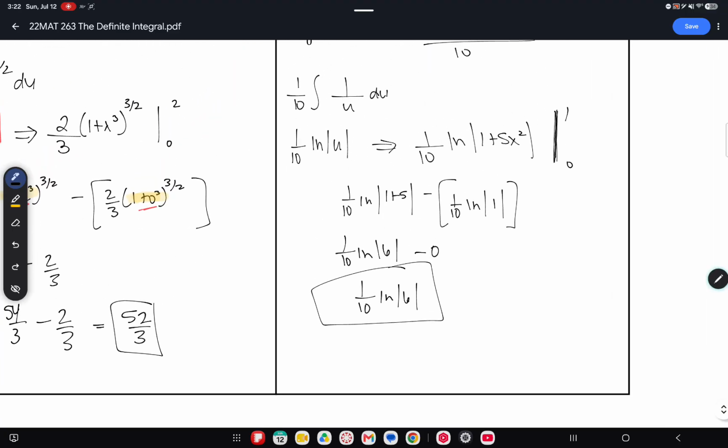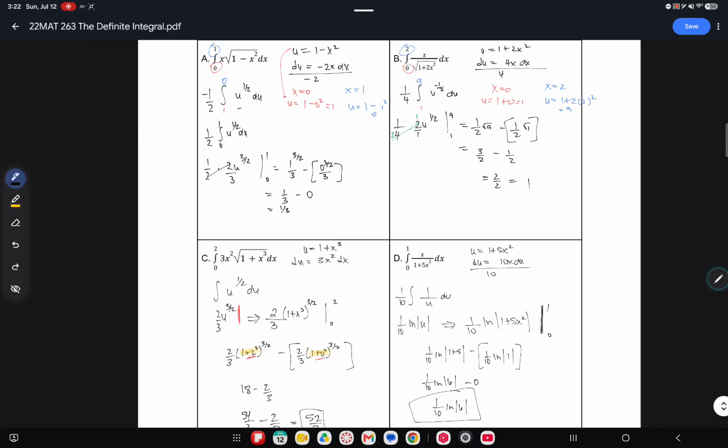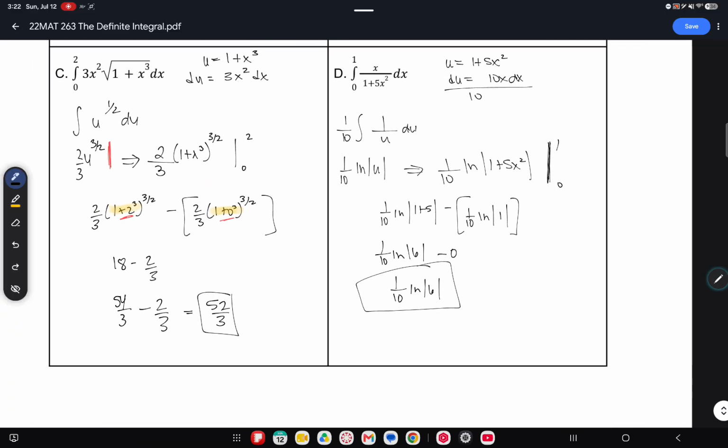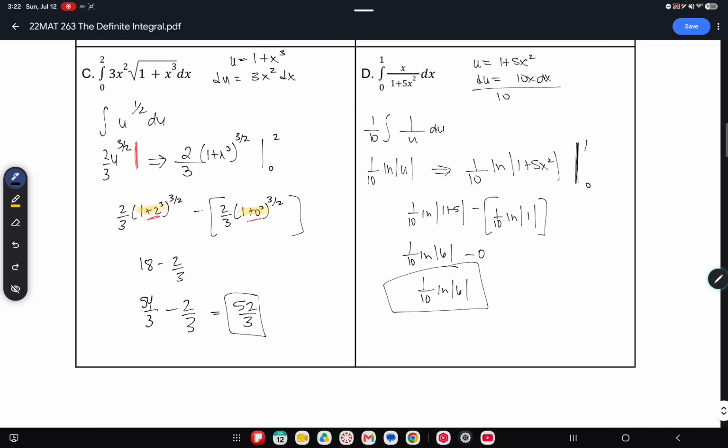And yeah, that is all I have for this one. So if you have any questions, let me know. And then you're free to change your bounds if you want to, or you don't have to, right? Just make sure you're in the right variable. If you're sticking with u's, then you need your new bounds. If you're changing back to the original function, you don't have to worry about it. Alrighty.